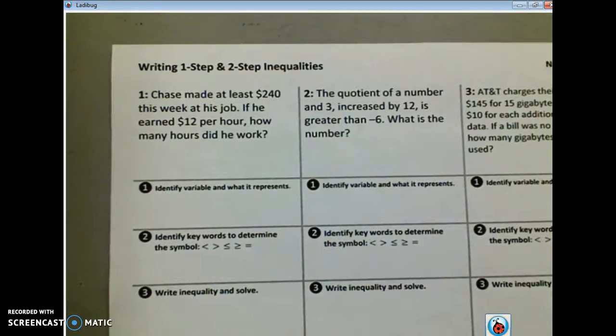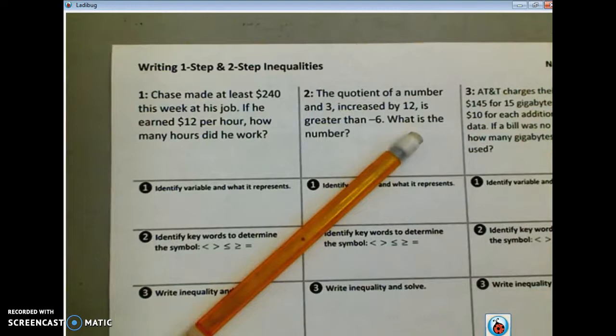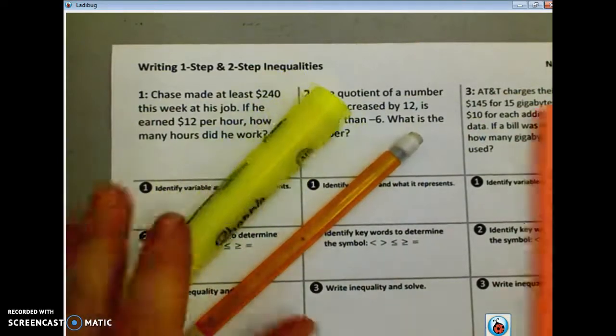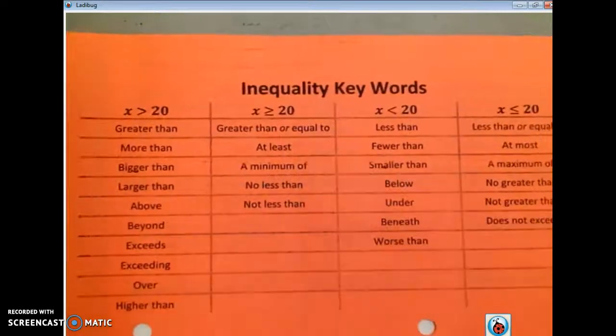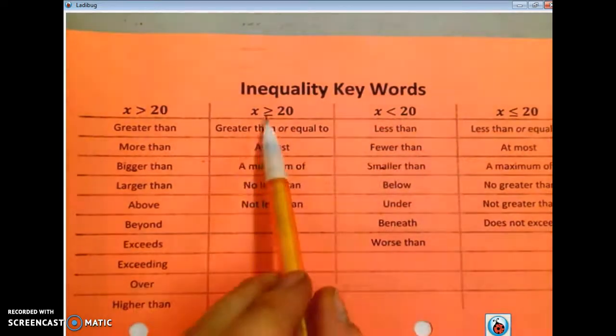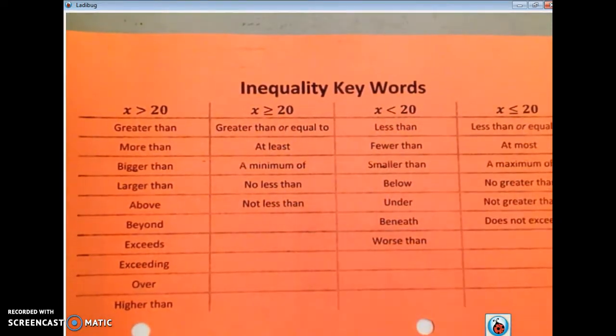If you weren't in class or you needed a refresher, today we are doing writing one-step and two-step inequalities from word problems. Some things that you want to have with you: pencil, always good, a highlighter to highlight your keywords, and that list of inequality keywords that we had. Remember this? That way, if we come across any of these, it'll help us to determine which sign we need to use. All right, let's go ahead and get started.